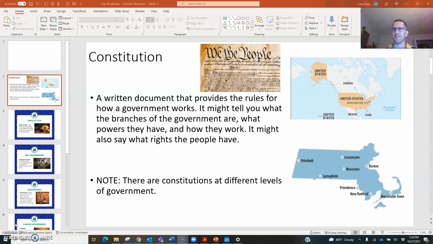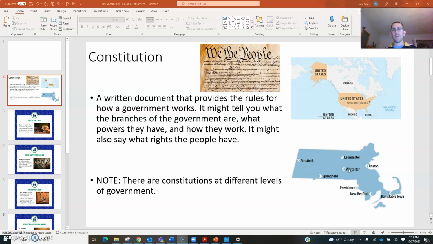So, for example, it's really important to know that there are constitutions at different levels of government. In a couple of weeks, we are going to be studying the United States Constitution and how that came to be. So, there's a constitution for our country's national government. And we can see over here, there's a map of Massachusetts. There's also a state constitution, which says what our state government can do as well.